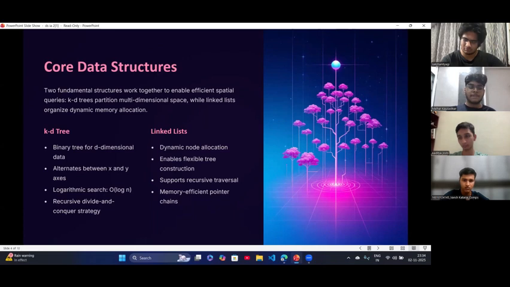Secondly, we use the principles of linked lists. Every node in our KD tree is dynamically allocated in memory using malloc. This creates a chain of pointers, a left child and a right child, which links the tree together. This dynamic memory approach is very memory efficient and gives us the flexibility to build a tree of any size.